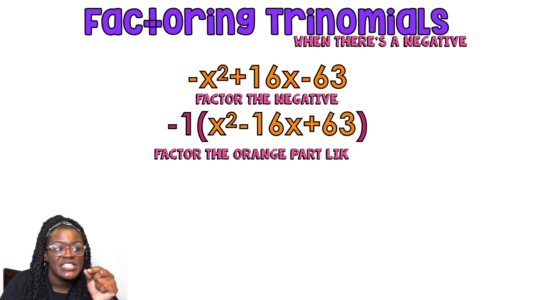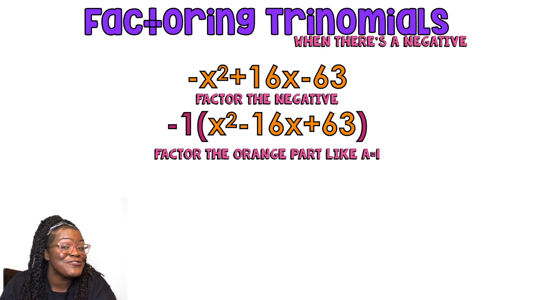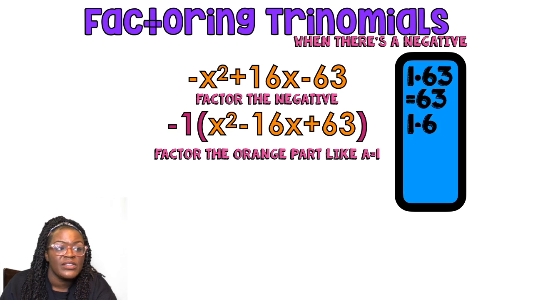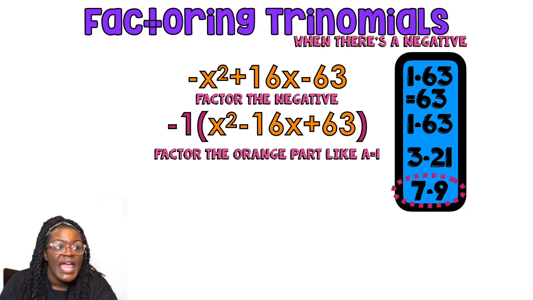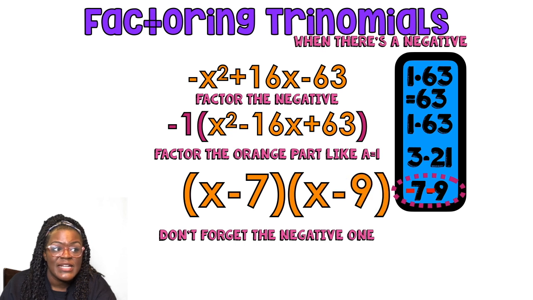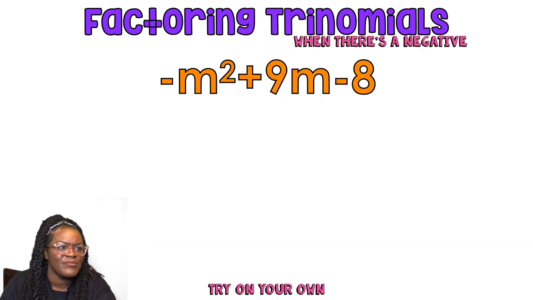The orange part, just the orange part, forgetting the negative one on the outside for now, is an A equals one problem, which we learned about in the first video. So I'm just gonna find factors of 63. One times 63, three times 21, seven times nine. And 7 and 9 is what's going to give me a 16, only if both numbers are negative. Make sure that when you're factoring, you don't forget your negative 1 on the outside. So x minus 7, x minus 9, and negative 1 on the outside. So easy. So I'm going to give you one to try on your own, because it's that easy, right?